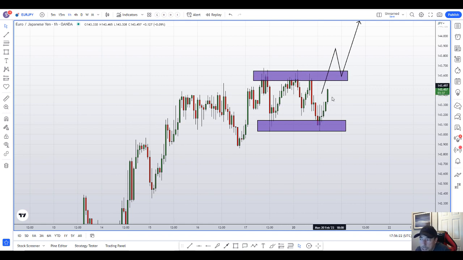Yeah, I can see price coming back up into this zone. Whether we break out, then retest and go long, or we might come up into the level and see a rejection again and short it back to 143.10. But ideally, I'm looking for longs on the bigger picture.